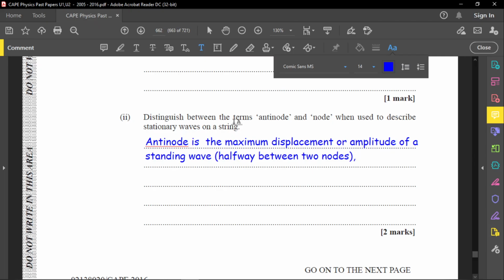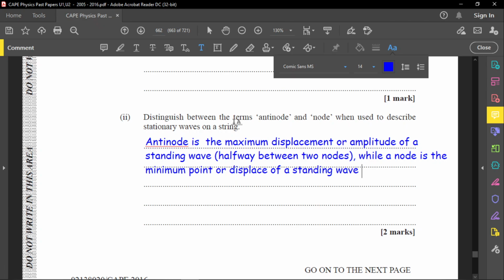Now let's talk about what a node is. A node is the minimum point, or minimum displacement, of a standing wave.